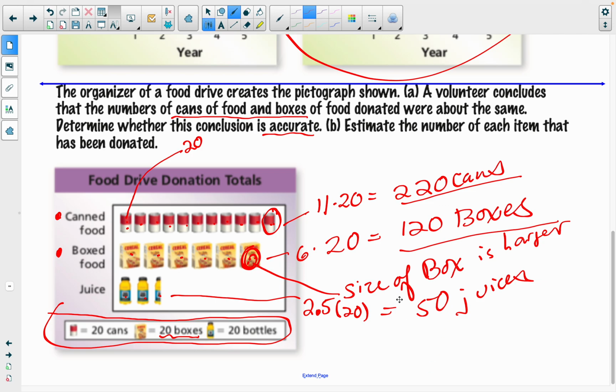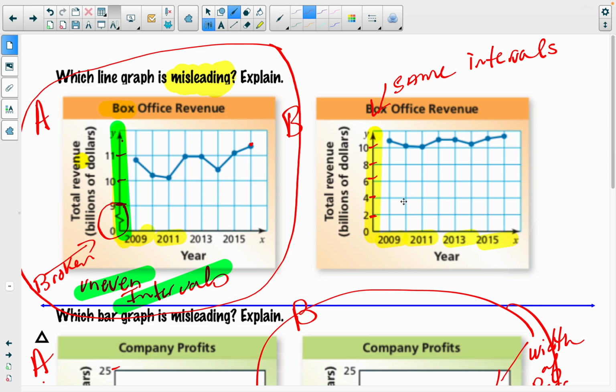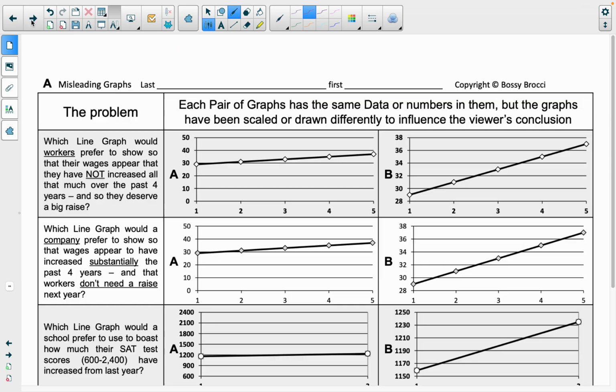All right, so we're going to be looking at and interpreting graphs today. And the first thing we're going to do is practice on a worksheet.